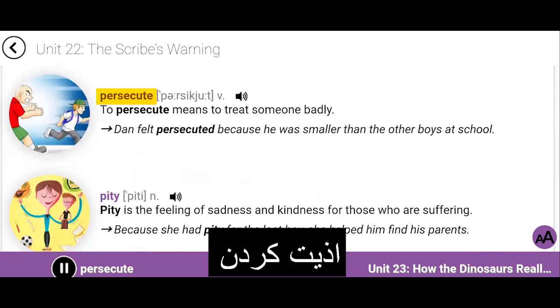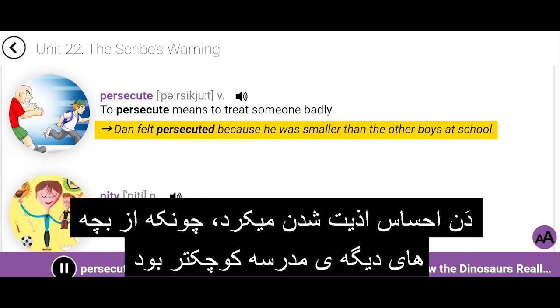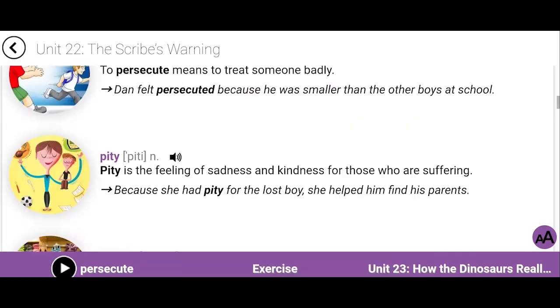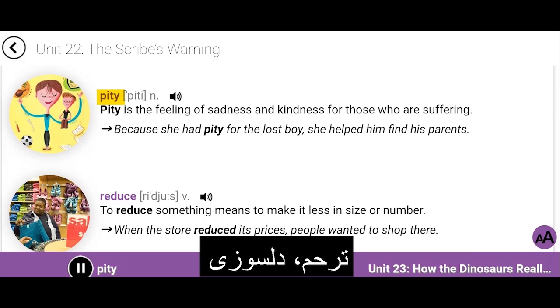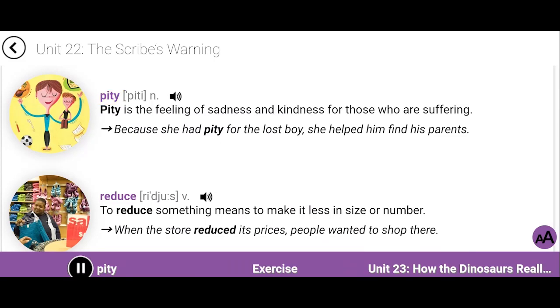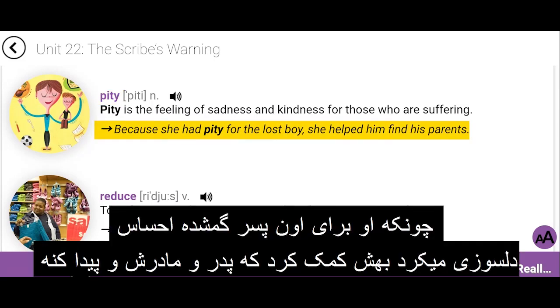Persecute. To persecute means to treat someone badly. Dan felt persecuted because he was smaller than the other boys at school. Pity. Pity is the feeling of sadness and kindness for those who are suffering. Because she had pity for the lost boy, she helped him find his parents.